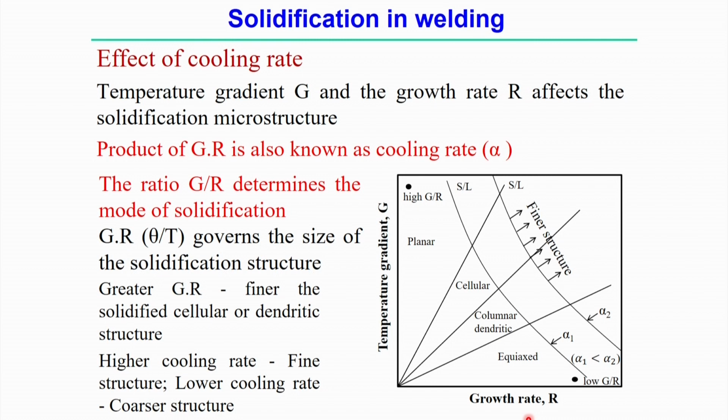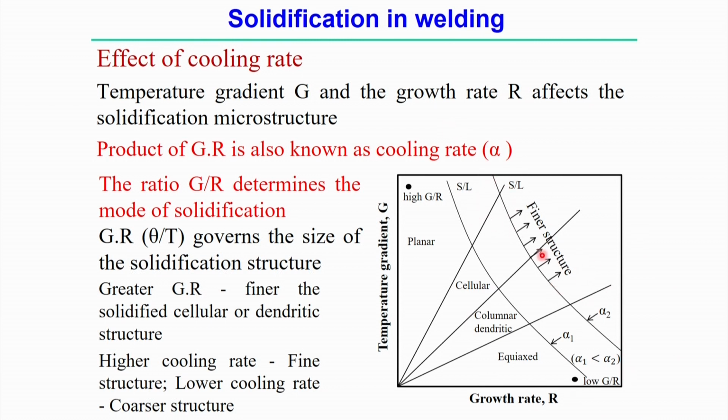Combining G R and G by R, if we represent the growth rate R on the x axis and the temperature gradient G on the y axis, we can find the different solidification modes this way: planar, cellular, columnar dendrite and equiaxed structure. A high G by R value promotes the planar structure, while a low G by R ratio promotes the equiaxed dendritic solidification mode.